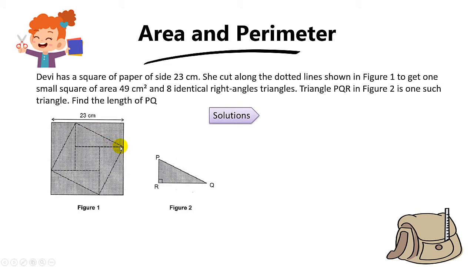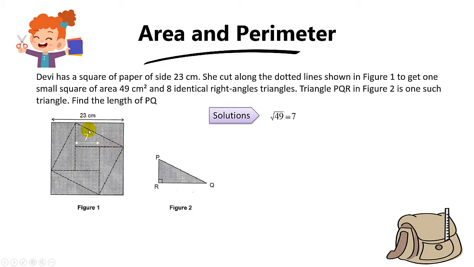The first step is to square root the 49 to find out the length of this small square over here. The square root of 49 is 7 cm. So this length is 7 cm. And now, can we find this length and this length over here? We can, because these two lengths are the same.